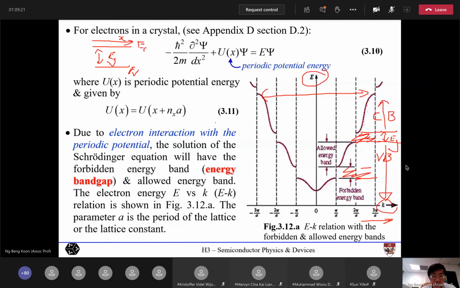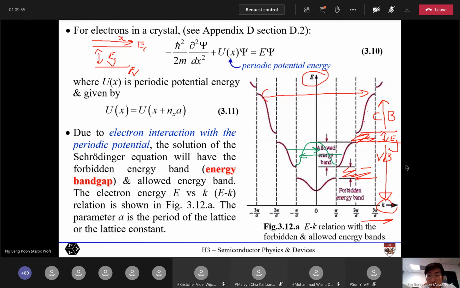The periodicity means that we can shift this curve to the right-hand side, we can shift it to here, and this one we can shift to this side. So it goes like that. We effectively shift it by 2 pi over a, and the behavior would remain the same.